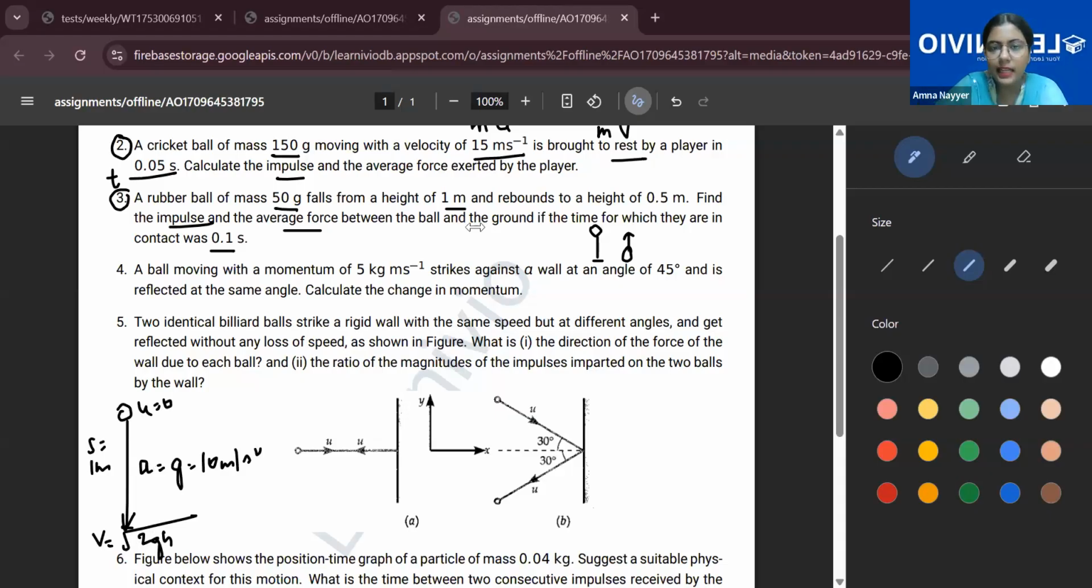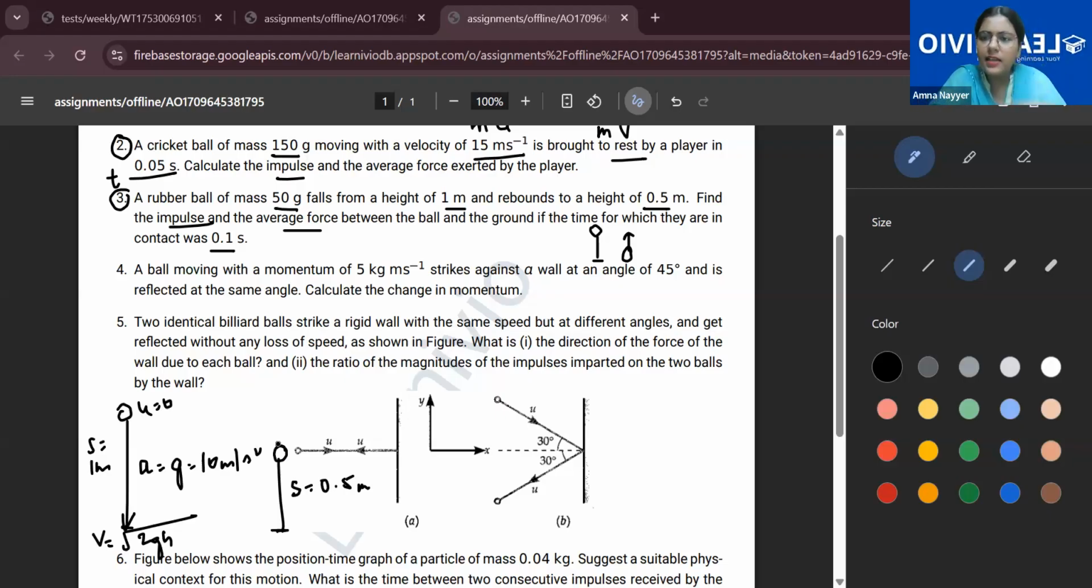Now see, look at the second case. It rebounds to a height of 0.5 meter. Now from here to some point here, it is rebounding to which height? Height here has just changed to 0.5 meters. Now here, is it stopping? Not. We don't know. We don't know anything about this ball right now.